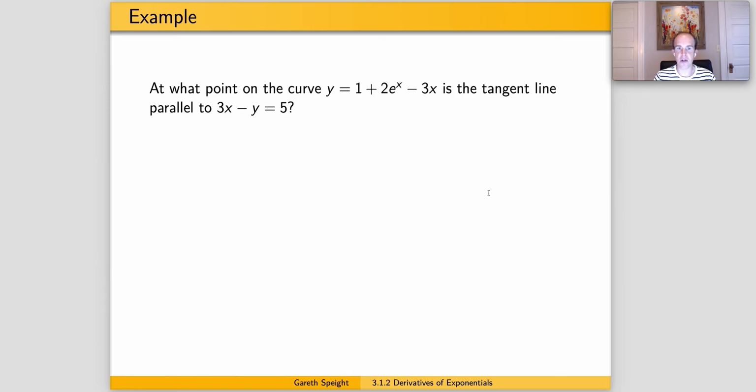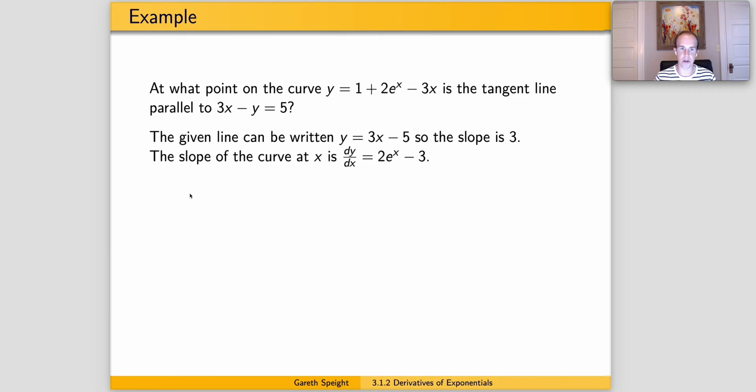So what we're trying to do is figure out the point on the curve so that the tangent line has the same slope as the line 3x minus y equals 5. So let's figure out the slope of them both and make them equal. The given line, we can rewrite as y equals 3x minus 5. And remember, if y equals mx plus b, then the slope is m. So in this case, the slope of the line we were given is 3. Now we're trying to find the point on the curve where the tangent line has slope equal to 3.